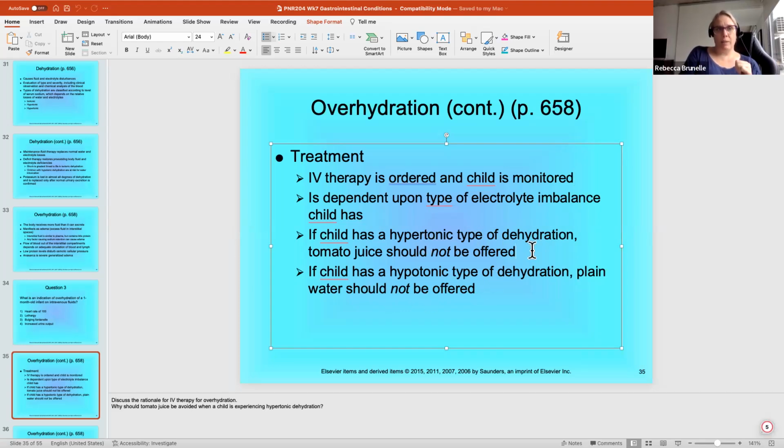An example of this is if you're hypertonic, your sodium level is going to be too high, so you're not going to drink fluid like tomato juice that has really high sodium. And with hypotonic, your sodium level is going to be too low, so in that case you're not going to want to drink a lot of free water. So you're going to be looking at their fluid status and also their electrolytes, and then choosing the type of fluid that they get based on not just their fluid balance, but also their electrolytes.